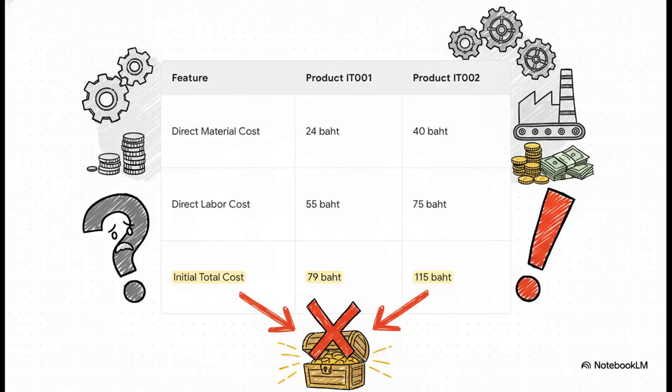All right, so if you just do the basic math, the answer seems pretty clear, doesn't it? Product IT002 needs more expensive materials and takes more labor. It clocks in at 115 baht, while IT001 is only 79. So, case closed, right? No way. This is actually where a ton of businesses stop, and believe me, it's a huge mistake.